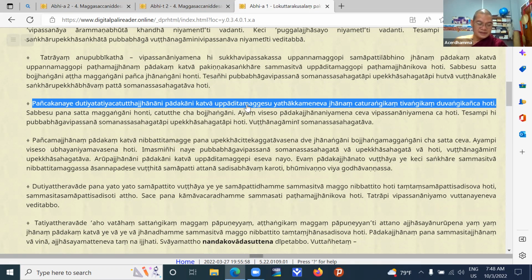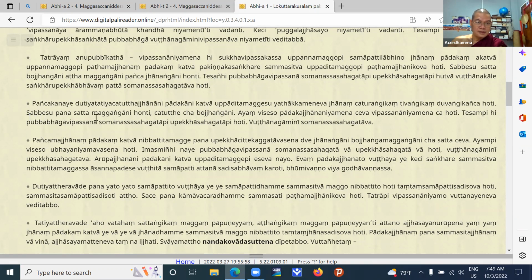In the third jhana, the jhana factors are only 3. What are the 3? Piti, Sukha, Ekaggata. In the Chatutha jhana, the jhana factors are only 2. What are the 2? Sukha, Ekaggata. Sabhe supana sada magangani hundi.